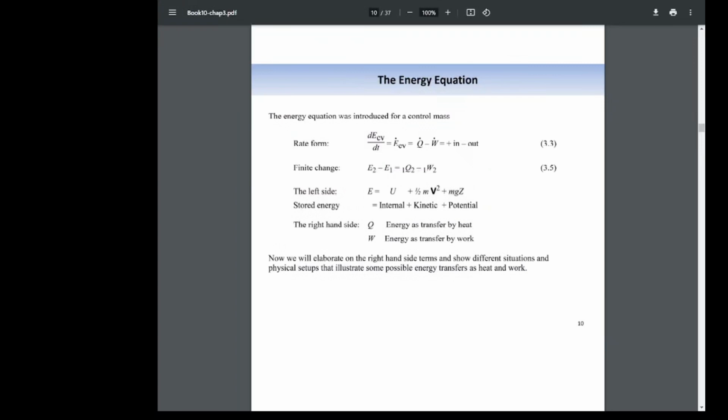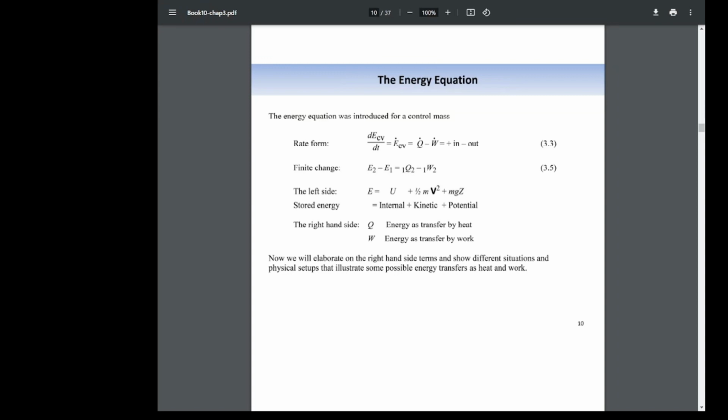Okay, so now we can summarize essentially the equations we looked at. We looked at the rate form for energy, the rate of change of energy in a control volume, which just equals the rate at which heat is coming into the system minus the output rate at which work is being done.